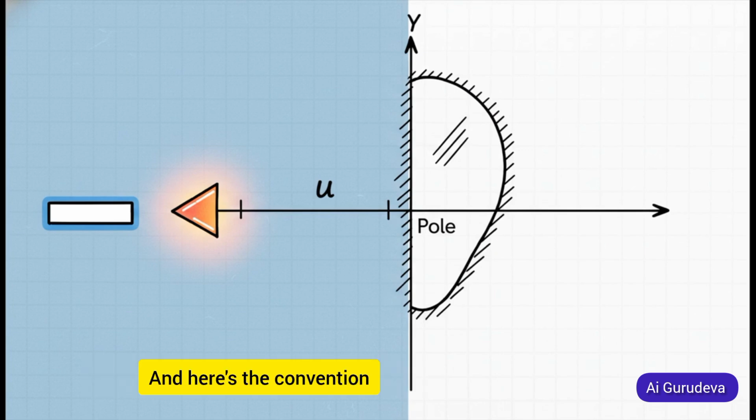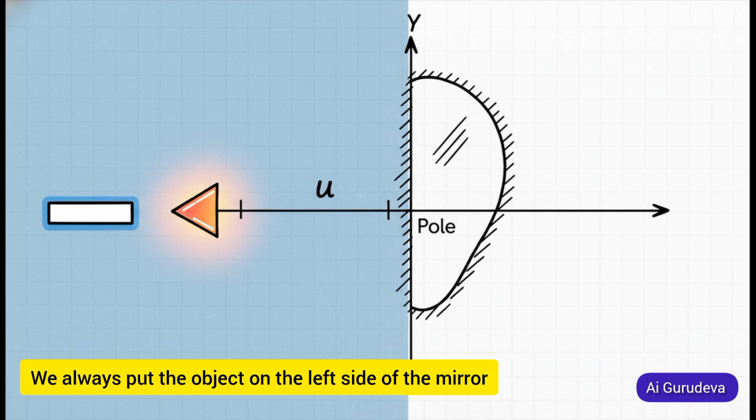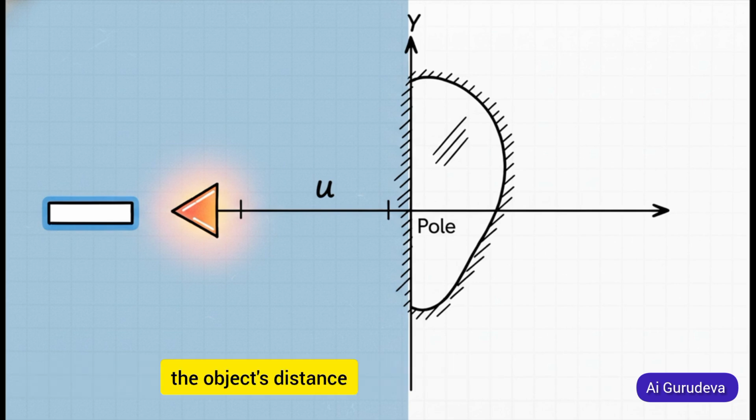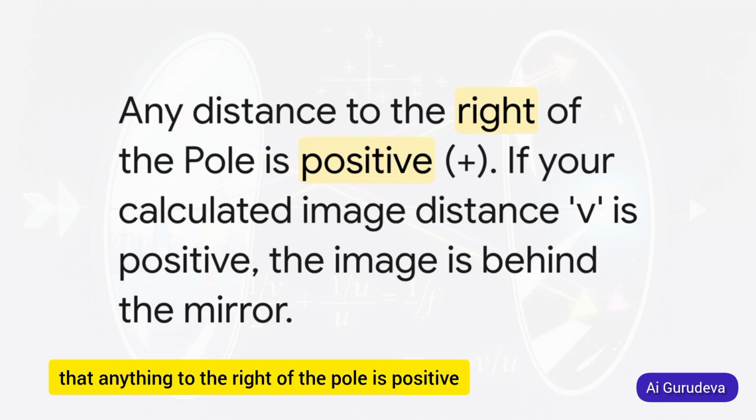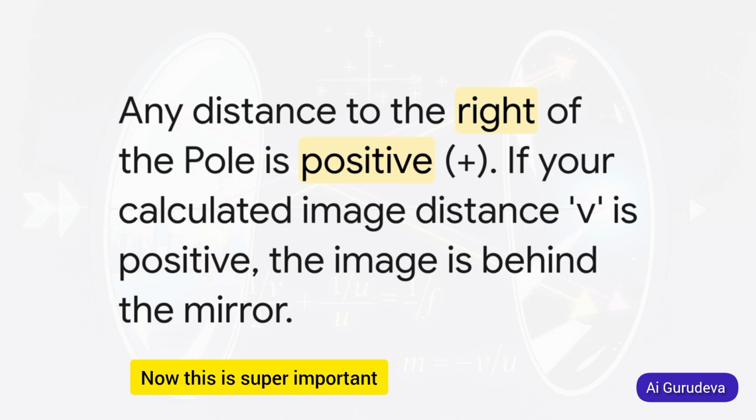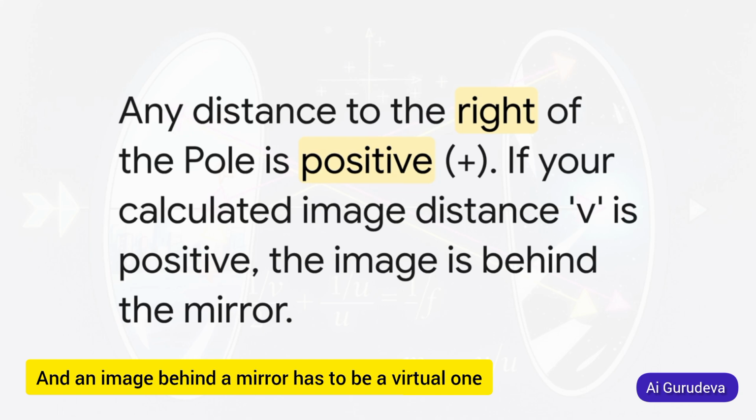Okay, so we're treating the main axis of the mirror like our x-axis. And here's the convention. We always put the object on the left side of the mirror. Since anything left of the origin on a graph is negative, the object's distance, which we call u, is always going to be a negative number. Simple as that. And it follows, right, that anything to the right of the pole is positive. Now this is super important. When we calculate where the image forms, its distance v, and the answer comes out positive, that tells us instantly the image is formed behind the mirror, and an image behind a mirror has to be a virtual one.